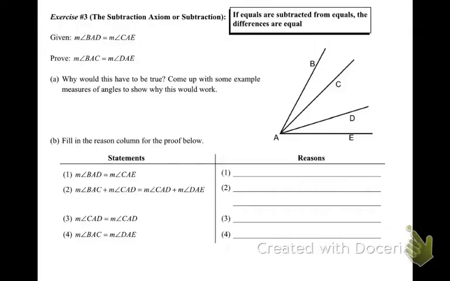Okay, so exercise 3, a natural next stepping stone is to look at the subtraction axiom. It's very similar to the addition one, except you're dealing with subtraction. If equals are subtracted from equals, then the differences are equal. So in this exercise, we are given angle BAD and angle CAE have equal measures. And we're asked to prove that BAC and DAE are equal in measure as well. Given that information, we're asked to prove that BAC and DAE are equal.